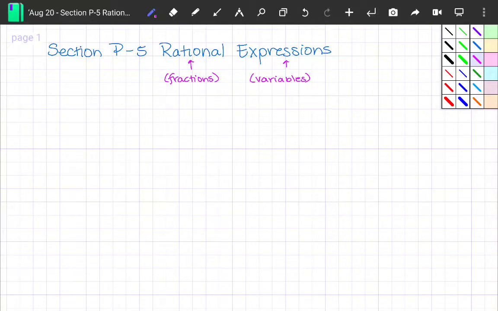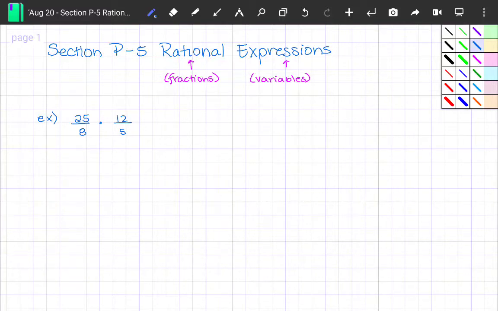And I know fractions are already everybody's favorite thing, and now we're going to add variables to them, and we're going to make it even more fun. Woohoo! But before we bring in the variables, let's just look at working with fractions again real quick. Let's remind ourselves with multiplying. Let's just say I was going to do something like 25 over 8 times 12 over 5.